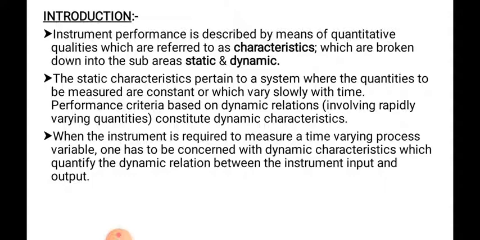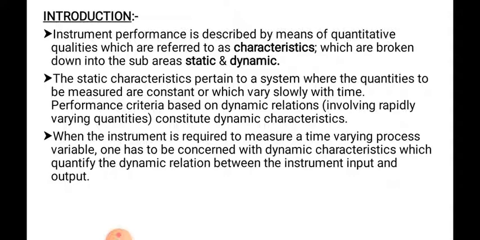And the performance criteria based on dynamic relation constitute the dynamic characteristics, or we can say that the variation will be very fast or very rapid. These are nothing but the dynamic characteristics. When the instrument is required to measure a time varying process variable, one has to be concerned with dynamic characteristics, which quantify the dynamic relationship between the instrument input and output.